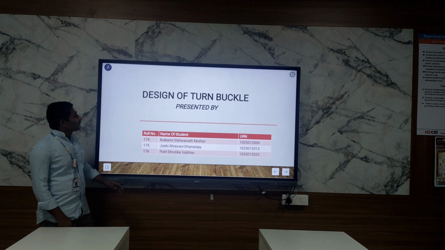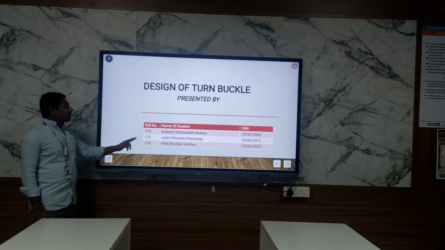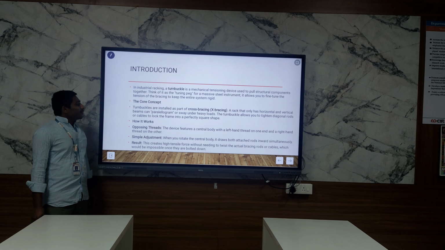Everyone, I am Vishwanath. Today we are presenting the design of turnbuckle. In that, first we will see what is turnbuckle.